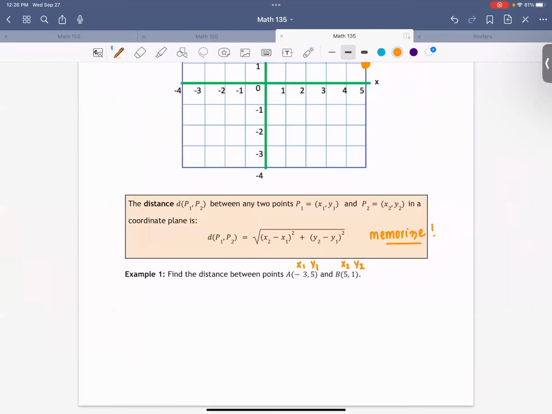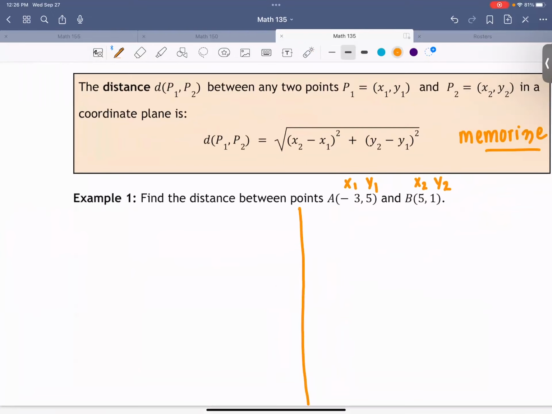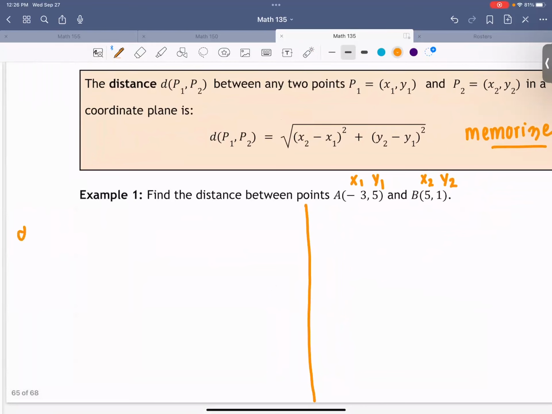All right. So actually what I'm gonna do is cut this in half, because Zach does bring up a good point as to which one is P1, which one is P2. Let's just plug in to our distance formula and see what happens. The distance between A and B is equal to the square root of X2 minus X1 squared. So let's do 5 minus -3 squared, plus Y2, which is 1, minus Y1, which is 5 squared.